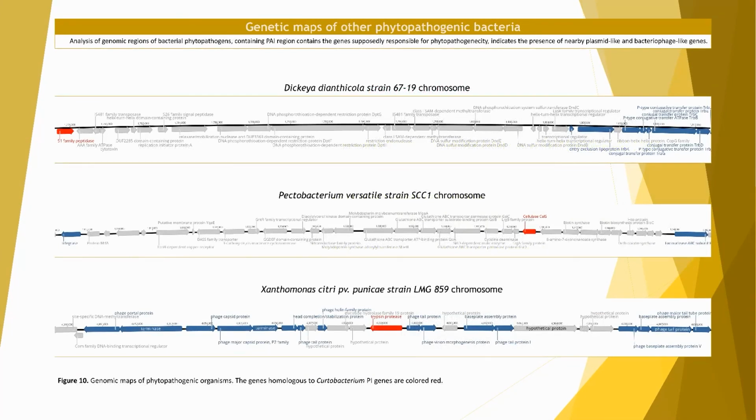The homologs of Curtobacterium virulence genes found in chromosomes of some other bacteria seem also to be acquired with participation of mobile elements. The genetic maps shown on this slide demonstrate the presence of plasmid and bacteriophage genes in the region surrounding the virulence genes. The virulence genes are colored red and the plasmid or bacteriophage genes are colored blue.